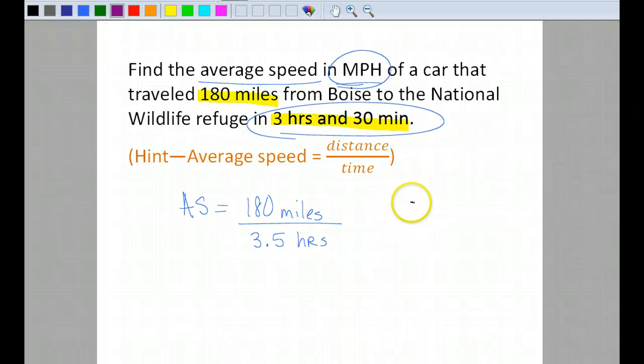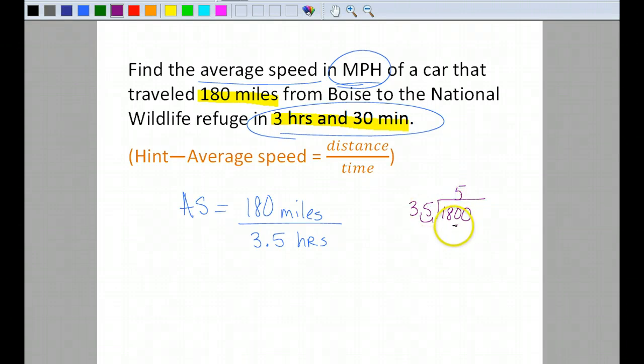So now I have 180 divided by 3.5. I've got a decimal over here, so the first thing I need to do is move that decimal place over. If I move it over here, I also have to move it over here. So now I have 1,800 divided by 35. Well, will 35 go into 18? No. Will 35 go into 180? Yes, and I'm going to try 5 times.